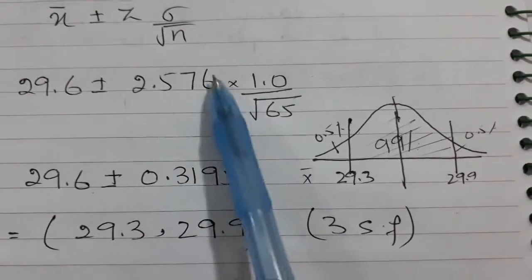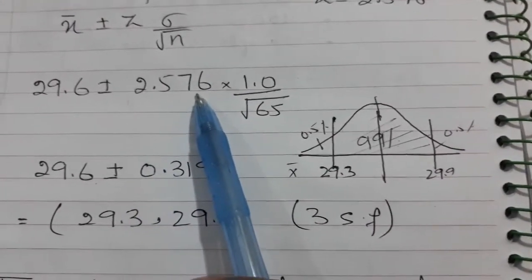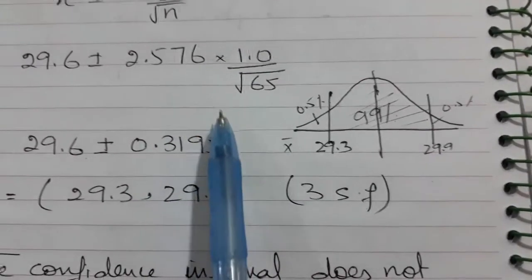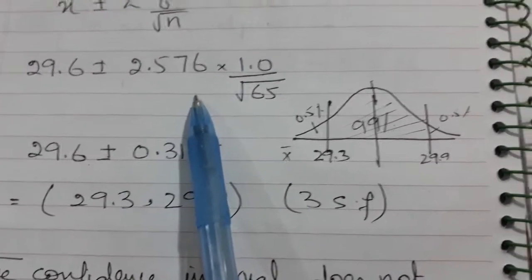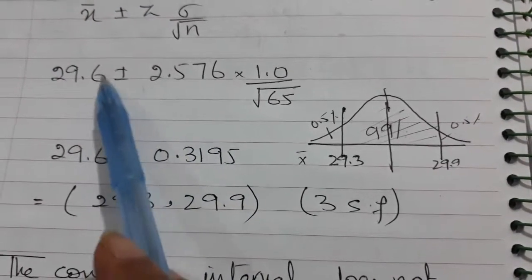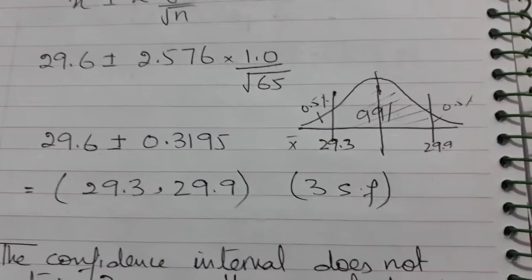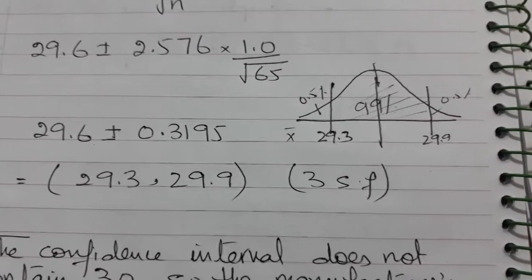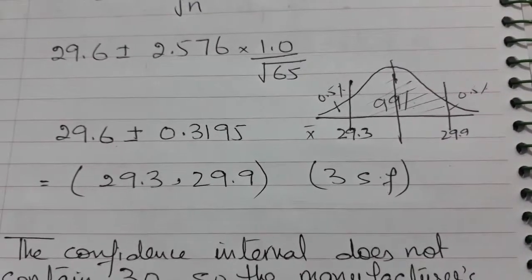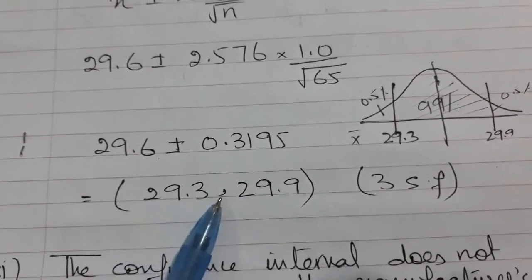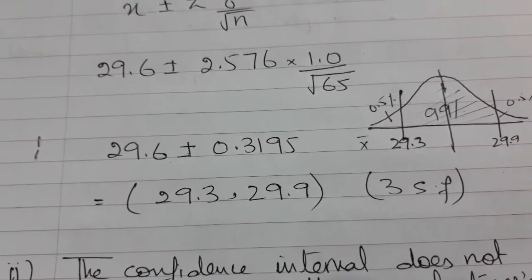The answer is coming 2.576. So you can check your understanding. Take out the table and see is it 2.576 or not. And after that, one time you are adding in it and one time subtracting. So it is giving you your upper and lower limit. It means the sweets produced by the machine, the population mean will be lying between 29.3 gram and 29.9 gram.